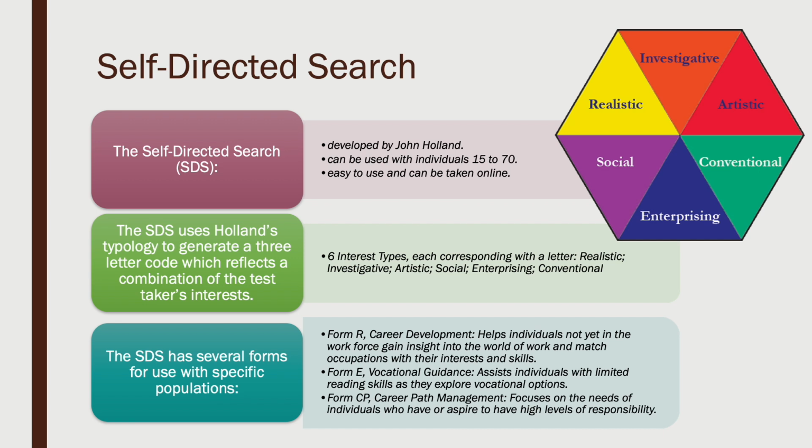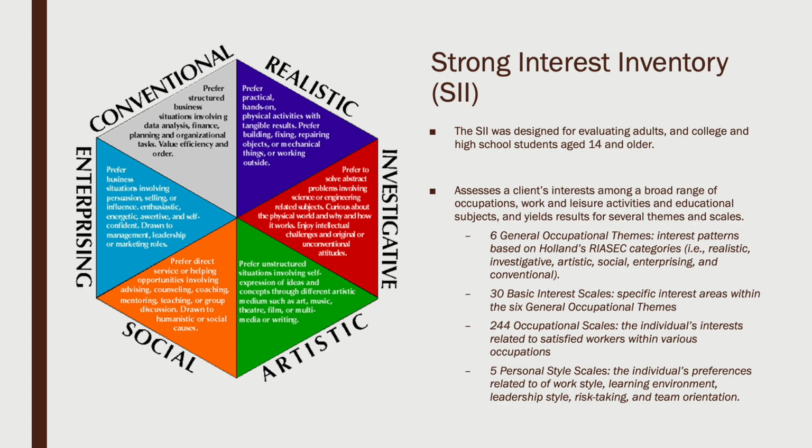The Strong Interest Inventory, commonly referred to just as the Strong, is one of the most widely used and scientifically grounded tools available for assessing people's career and life interests. The Strong measures an individual's work and personal interests and compares them to those of people employed in a wide range of occupations. It's used to help people match their interests with compatible occupational, educational, and leisure pursuits.